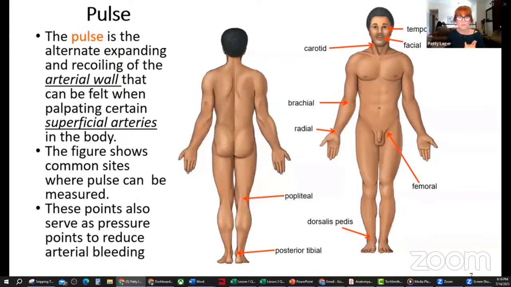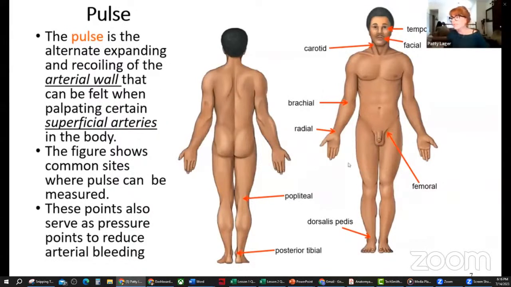So pulse is something you might want to measure on your patients or clients. Basically with pulse, you're palpating a superficial artery. So we have two different types of arteries that course through the body. Some are superficial, meaning that they're closer to the surface of the skin, and others are deeper within the body, so they're harder to palpate. The ones that we palpate are these superficial arteries, and that's what we use to measure pulse.